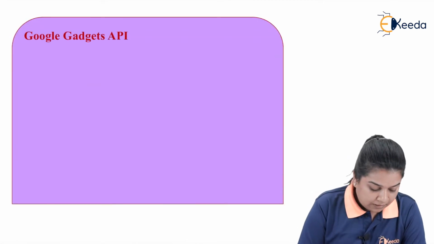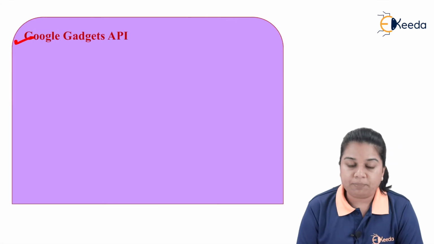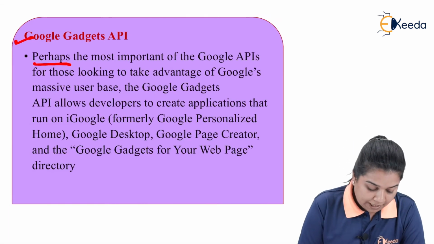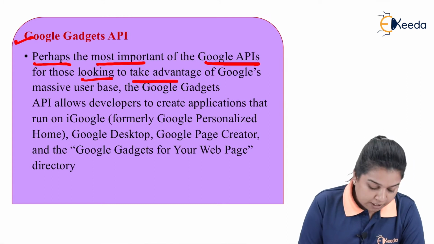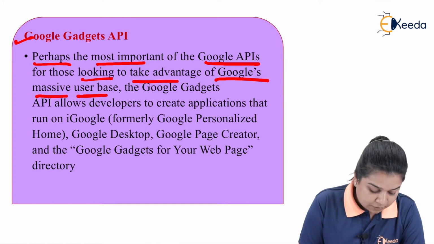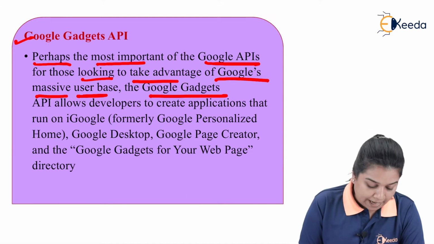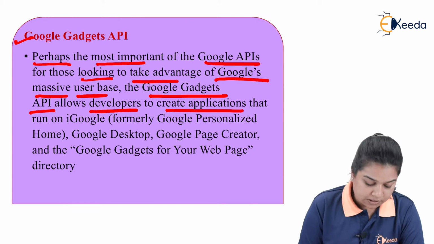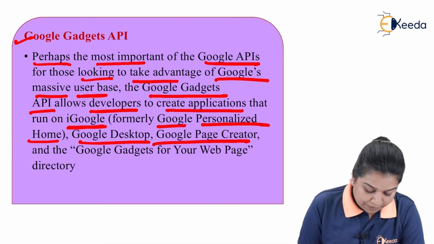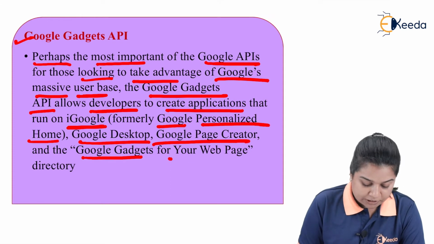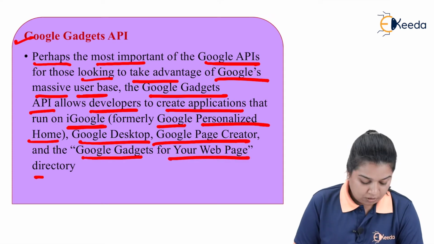Then Google Gadgets API. Perhaps the most important of the Google APIs for those looking to take advantage of Google's massive user base, the Google Gadgets API allows developers to create applications that run on iGoogle, formerly Google Personalized Home, Google Desktop, Google Page Creator, and the Google Gadgets for your web page directory.